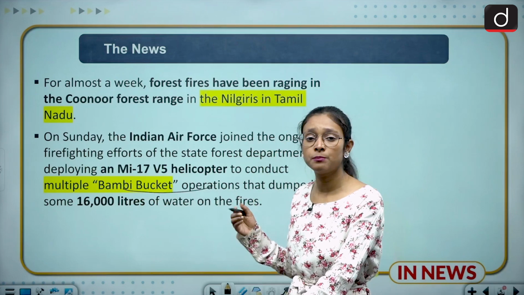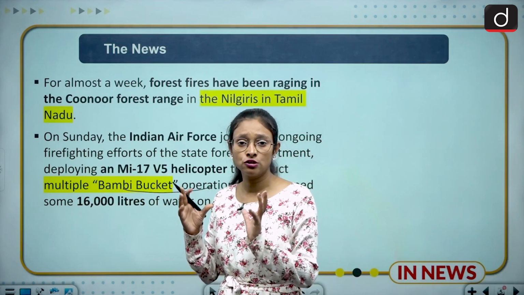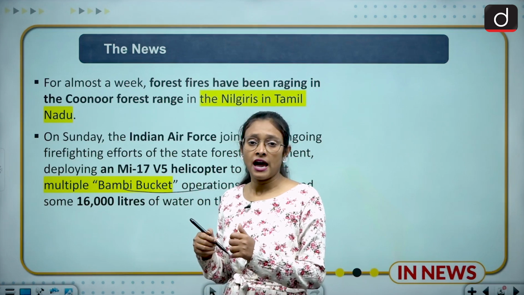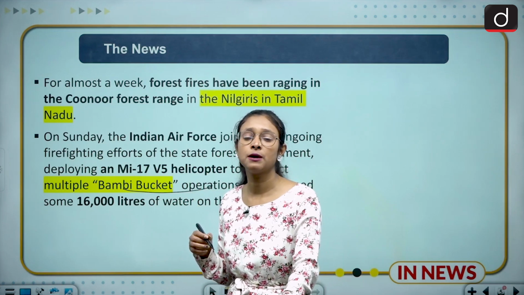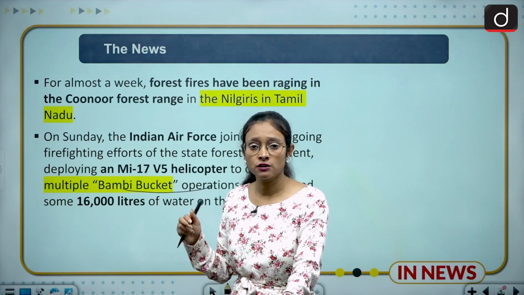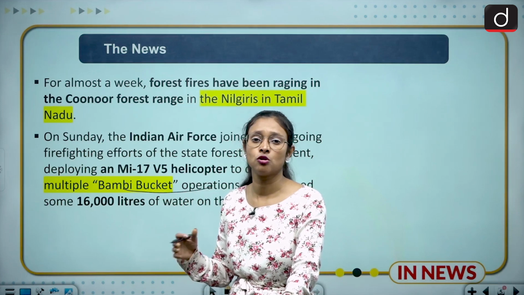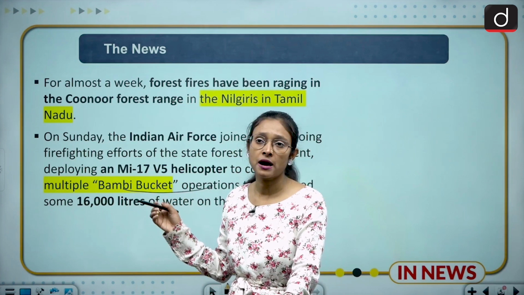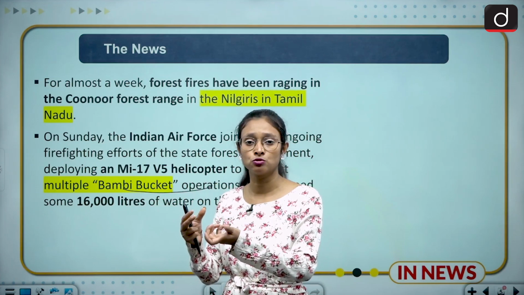So what is this Bambi Bucket? The Bambi Bucket is a kind of bucket which is attached to a helicopter. The helicopter will go and find nearby water bodies, places near the forest, and the water will be collected from that particular water body, whether it can be a river, ocean or anything. And after fetching the water through the Bambi Bucket, the doors of the bucket, or the lower side of the bucket, will be opened over the forest.